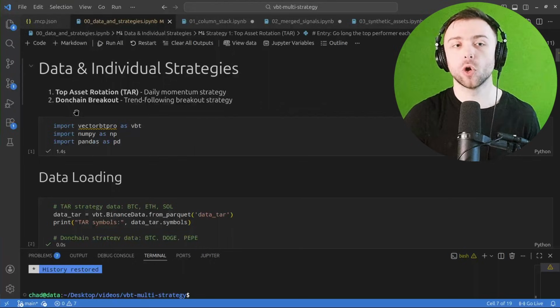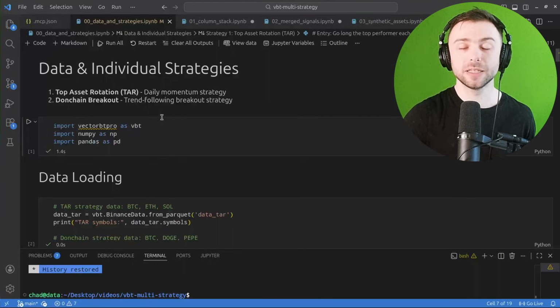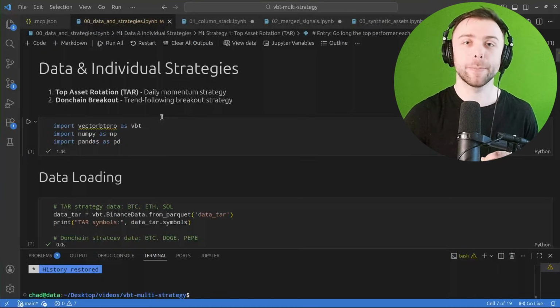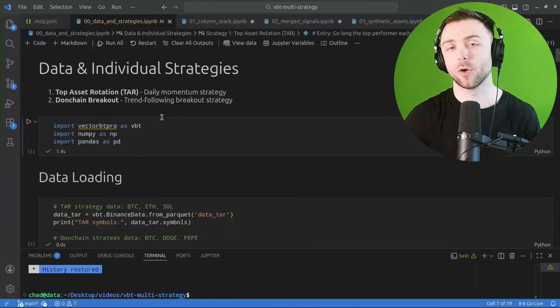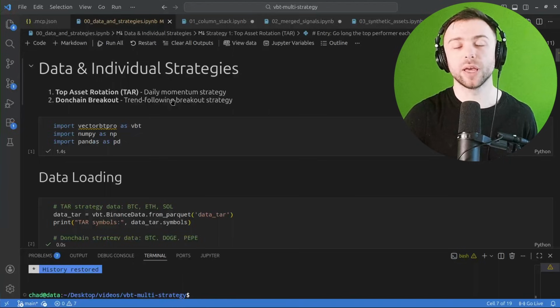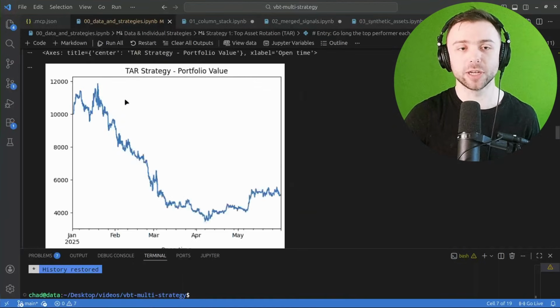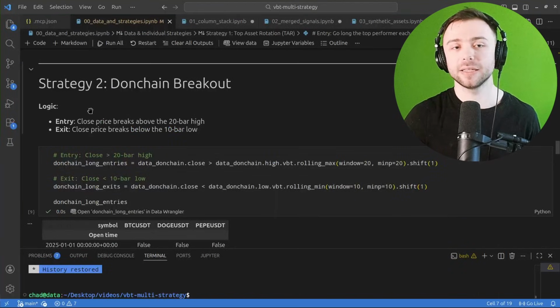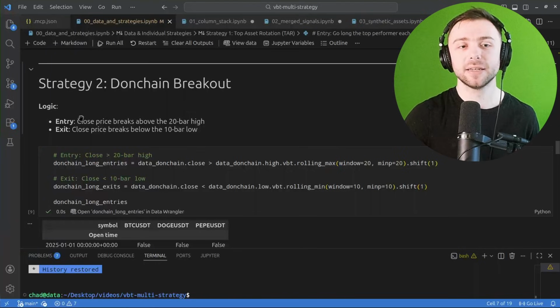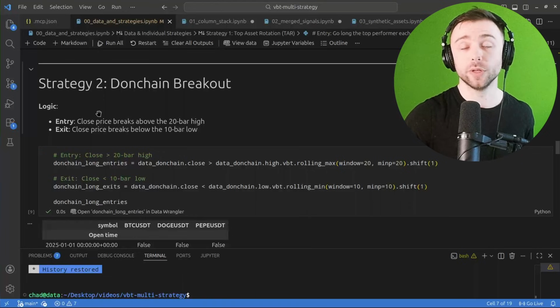So throughout this video, I'll be using two example strategies. The first one I call top asset rotation, or the TAR strategy. Just a very simple momentum strategy where we take the best performing asset of the last 24 hours, and that's the asset we buy, and then we sell anything else that we hold. Very simple strategy. And then we have the Donchian breakout, which, as it sounds, is a breakout strategy. Basically the logic of that is that we enter when the close is above the high of the previous 20 bars, and we exit when the price breaks down below the lows of the last 10 bars. We assume that the breakout has finished.